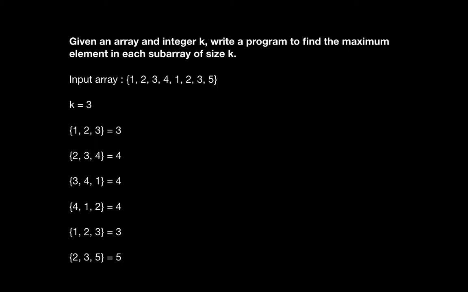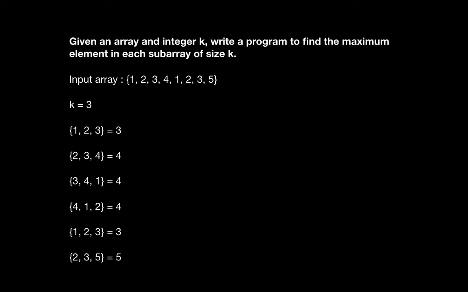Let's say this is my input array 1 2 3 4 1 2 3 5, and my k is 3, so my subarray size is 3. The first subarray of size 3 is 1 2 3. The maximum here will be 3. The next subarray of size 3 will be 2 3 4. The maximum in this subarray is 4. The next subarray is 3 4 1, and once again 4 is the maximum.